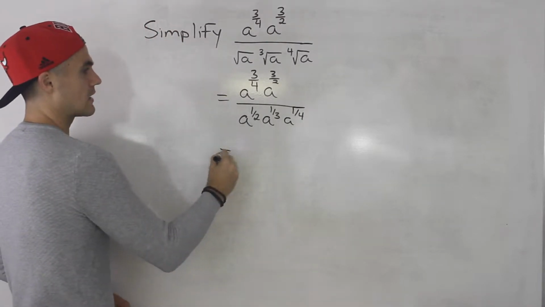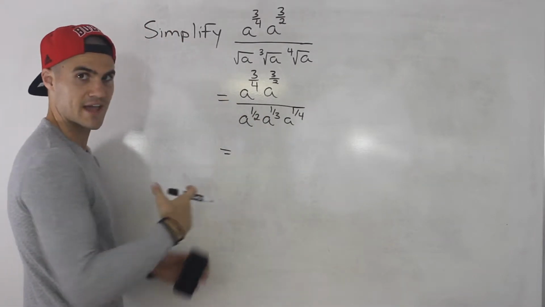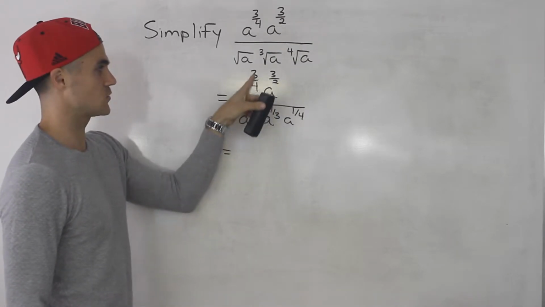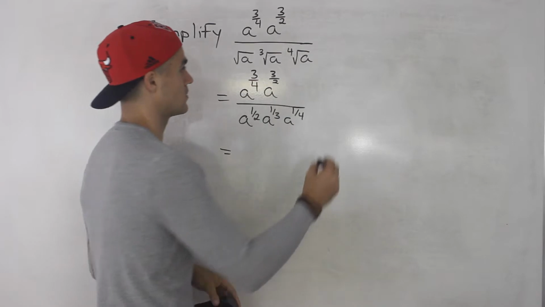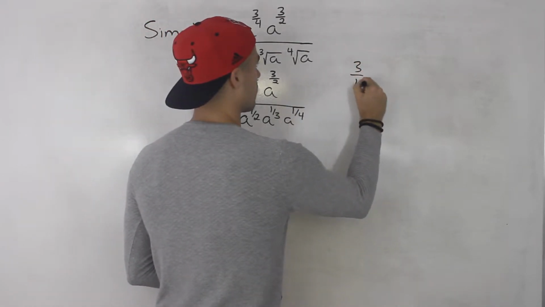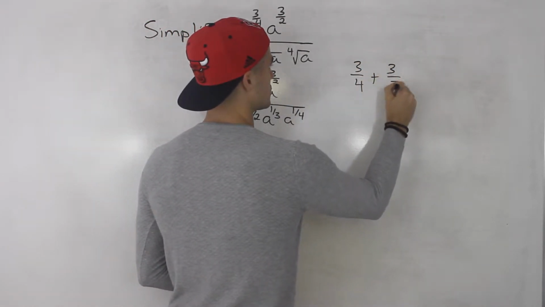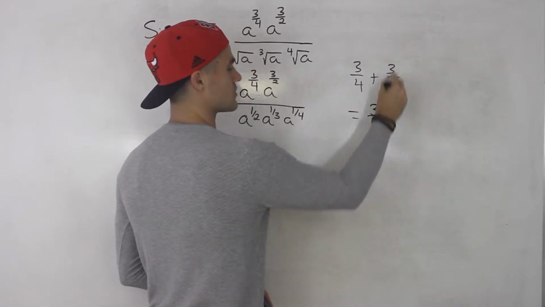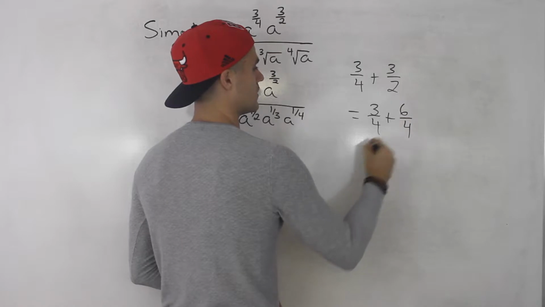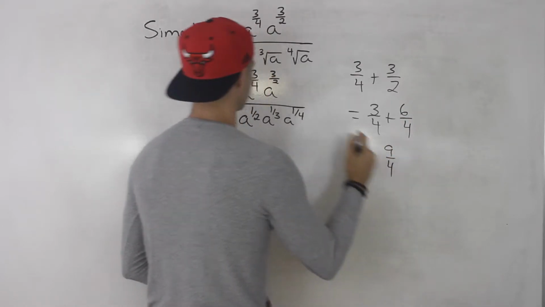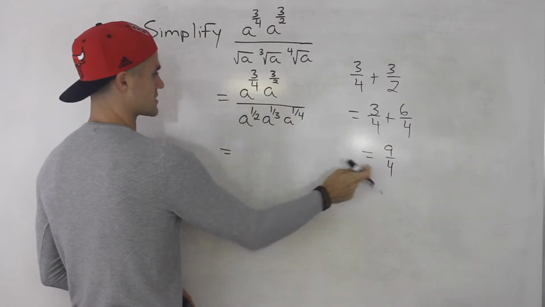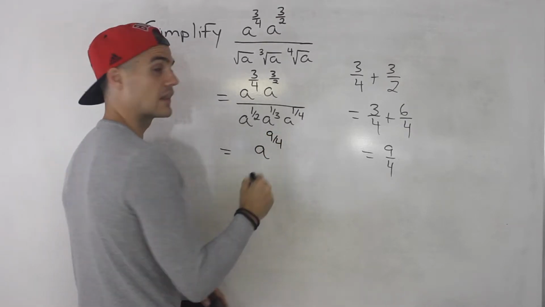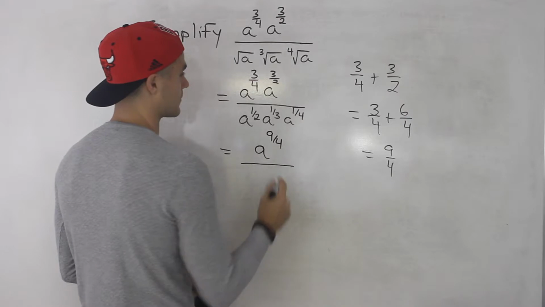Now notice that all of these exponents have the same base a. So these two expressions we're multiplying have the same base, so we can add the exponents. What's 3 over 4 plus 3 over 2? The common denominator would be 4, so we change this to 6 over 4. So 3 over 4 plus 3 over 2 gives us 9 over 4, so we would have a to the power of 9 over 4 left in the numerator.